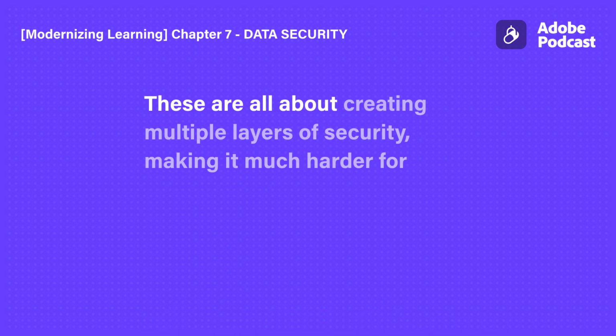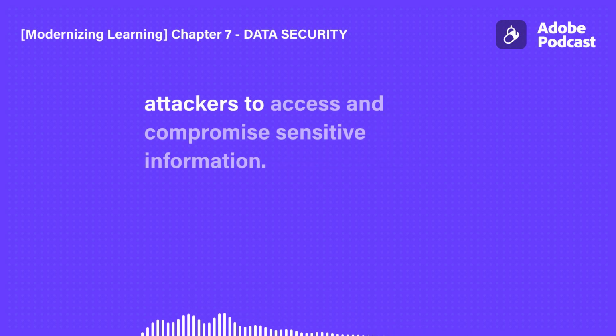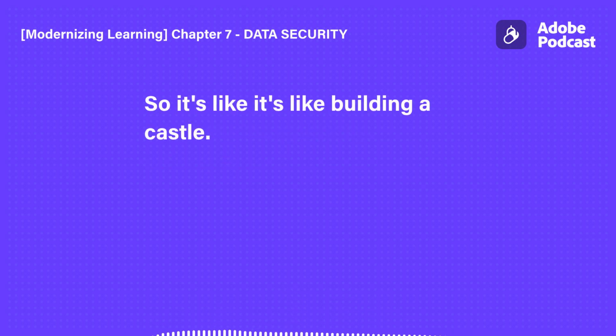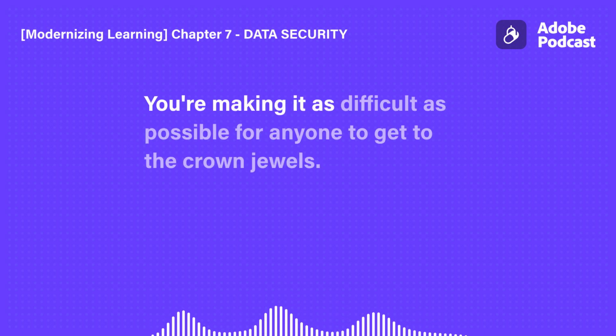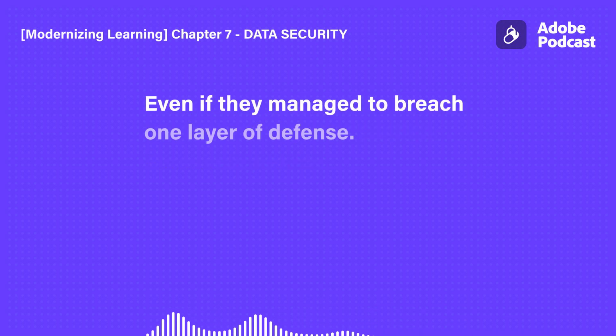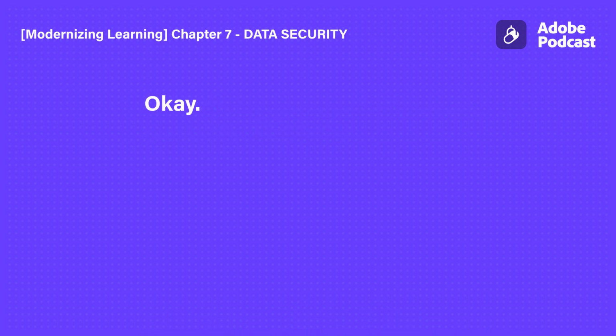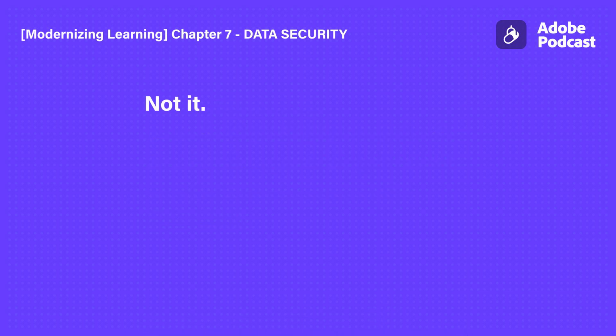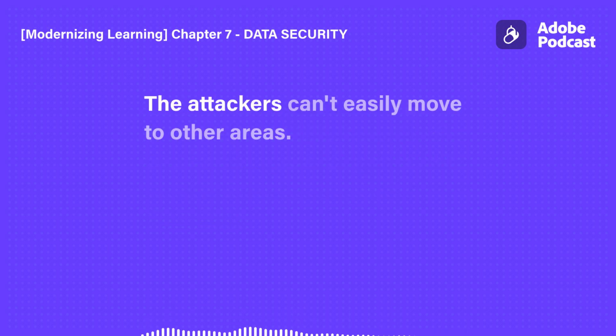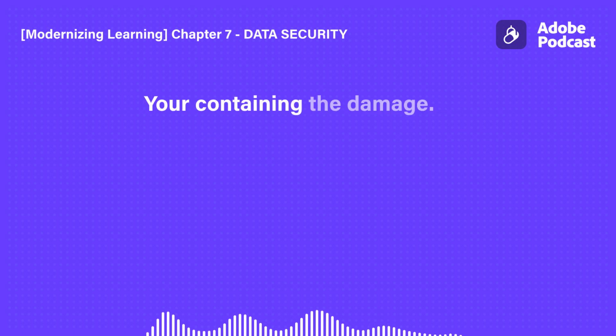Absolutely. These are all about creating multiple layers of security, making it much harder for attackers to access and compromise sensitive information. So it's like building a castle with multiple walls, moats, and guard towers. You got it. You're making it as difficult as possible for anyone to get to the crown jewels, even if they manage to breach one layer of defense. And network and organizational segmentation is like dividing your kingdom into smaller, more manageable territories. If one territory is compromised, the attackers can't easily move to other areas. Makes sense. You're containing the damage.